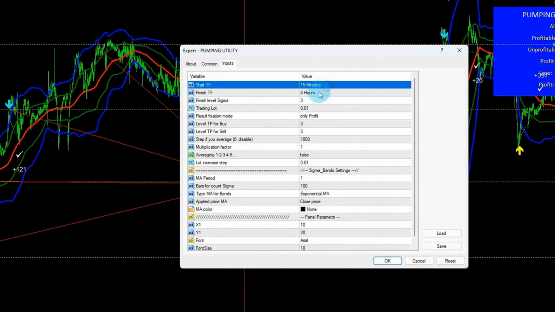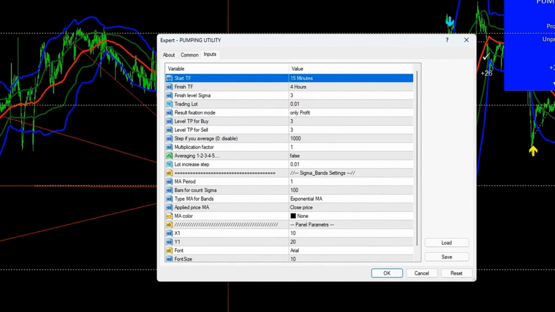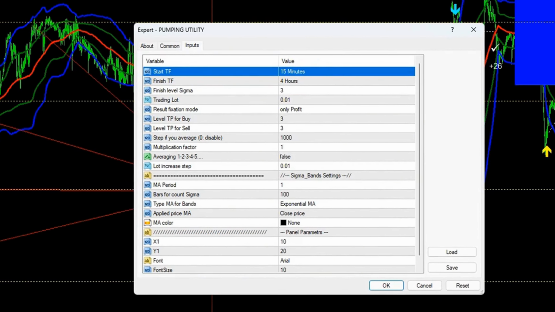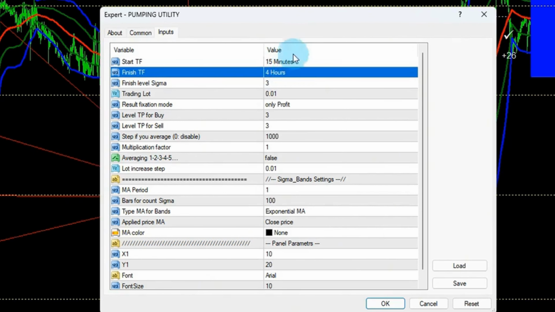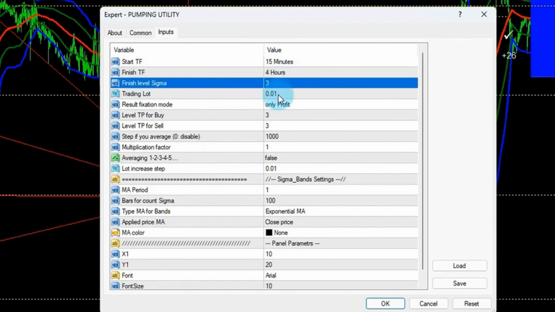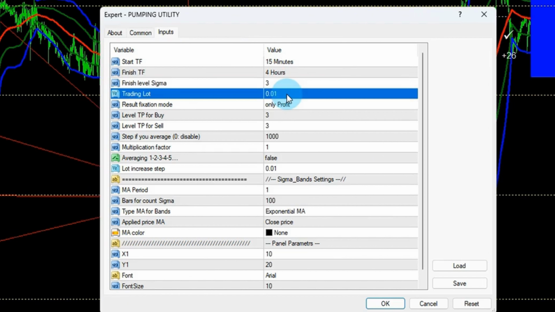We set the time frame for starting at M15. This is the starting time frame that I recommend everyone to begin trading with. The time frame for the smart closing is H4. Set the finish level, sigma, to 3, and set the trading lot to the minimum. Then we will return to money management and you will be able to change it. Now we will analyze all examples with the minimum lot of 0.01.